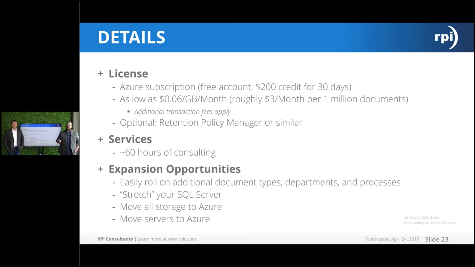And the storage, with all the options I selected that I talked to you about, comes in at 6 cents per gigabyte per month. So if you translate that out to actual document volume, that's going to be roughly $3 per month per 1 million documents. Which is crazy. It is crazy.